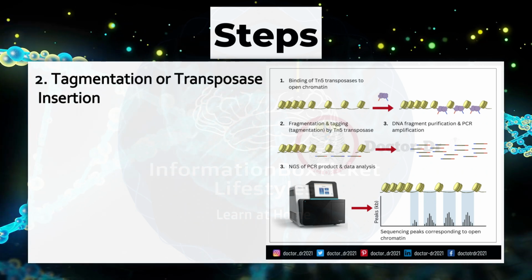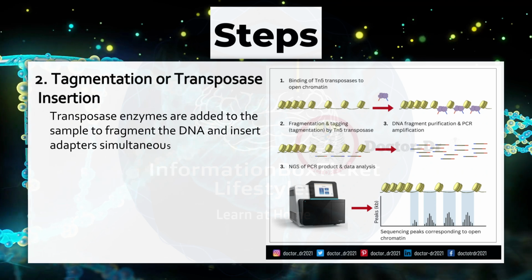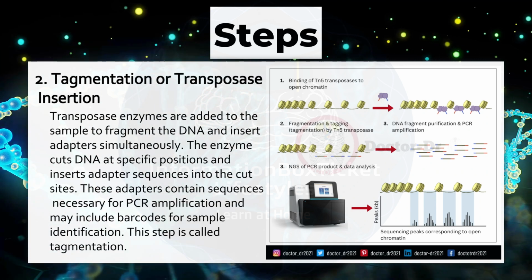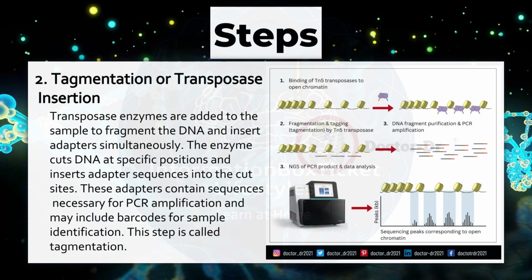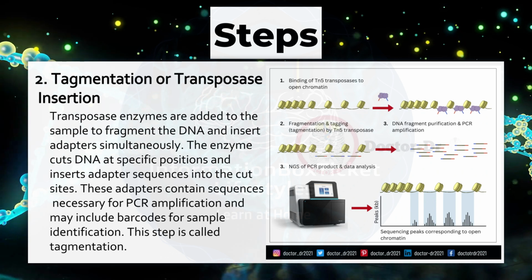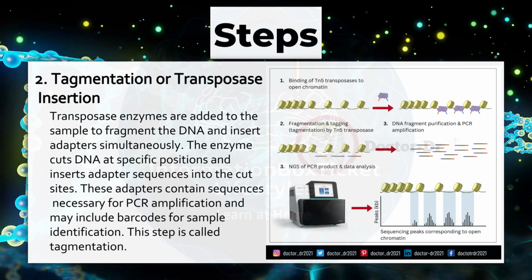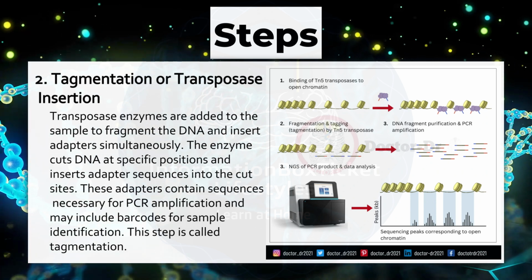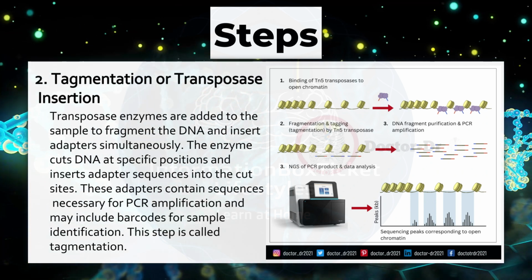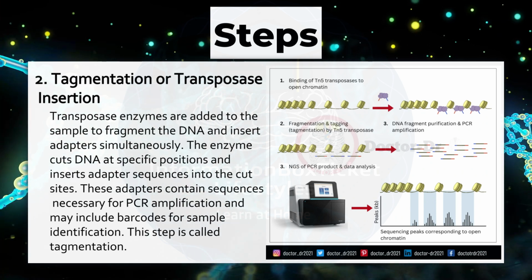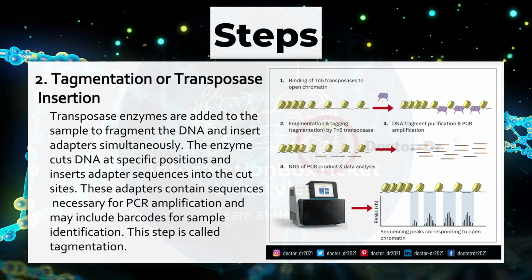Tagmentation or transposase insertion. Transposase enzymes are added to the sample to fragment the DNA and insert adapters simultaneously. The enzyme cuts DNA at specific positions and inserts adapter sequences into the cut sites. These adapters contain sequences necessary for PCR amplification and may include barcodes for sample identification. This step is called tagmentation.